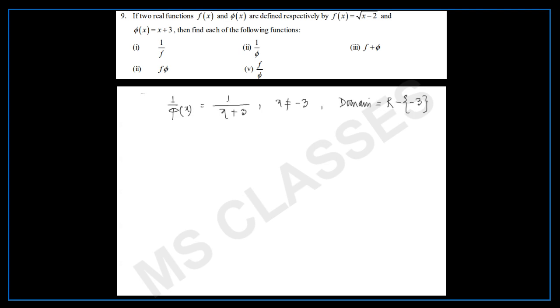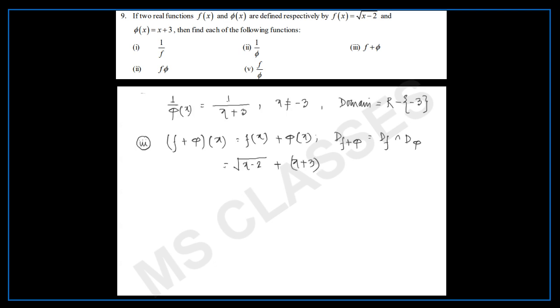Next, we come to the third part. It is f + phi, which is f(x) + phi(x), provided we take the domain of the f + phi function as the domain of f intersection the domain of phi. Now here, what is f(x)? f(x) is root of x − 2 and phi(x) is x + 3.